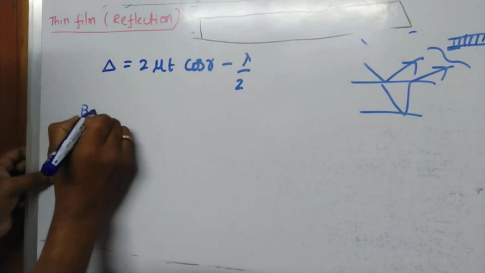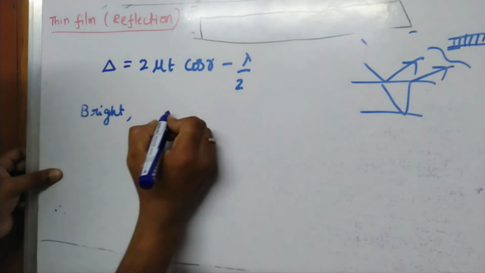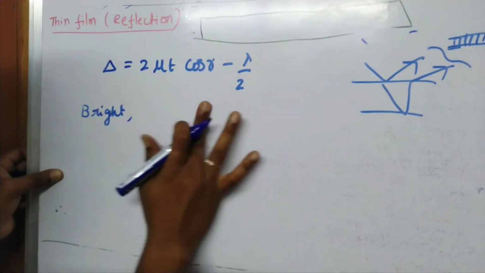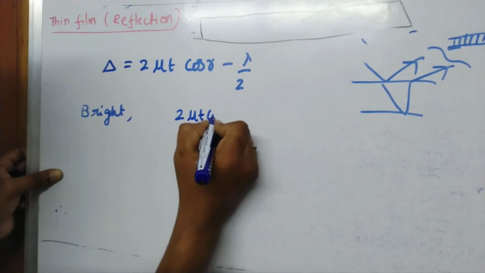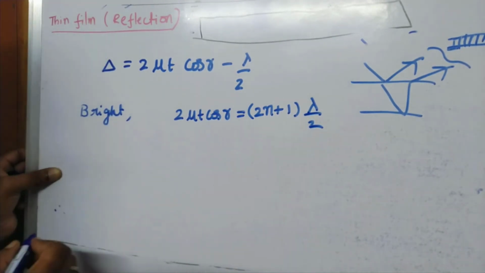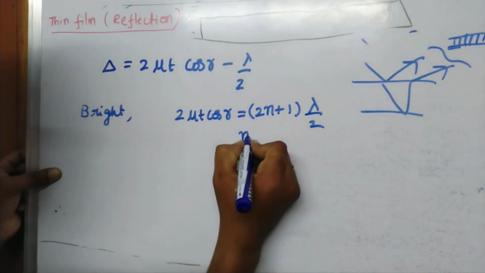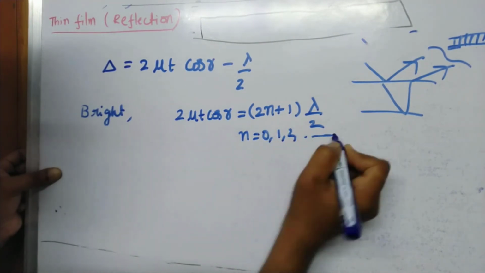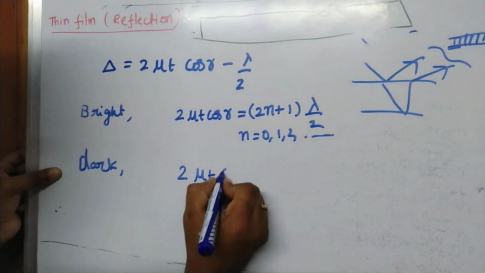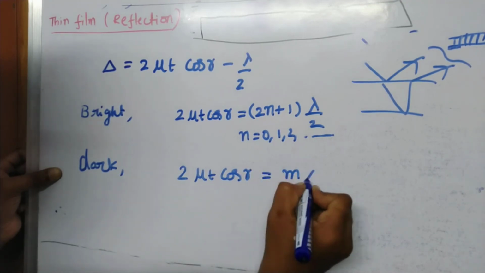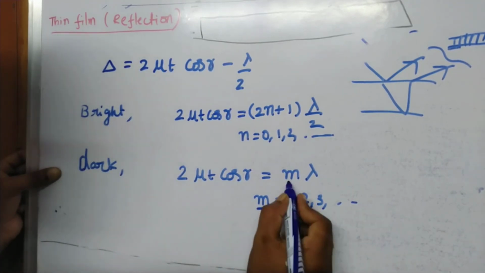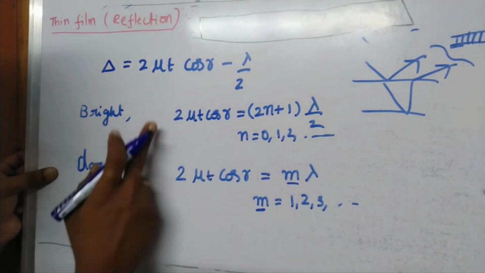So what is the condition for bright? For bright, the condition we got is delta equal to, that means 2 mu t cos r is equal to (2n plus 1) into lambda by 2. So this is the condition for the bright fringes. Here n is equal to 0, 1, 2, 3, etc. For dark, what is the condition? Dark is 2 mu t cos r equal to m lambda, where m runs from 1, 2, 3, etc. Here it is very, very important that m runs from 1. So the conditions are like this.